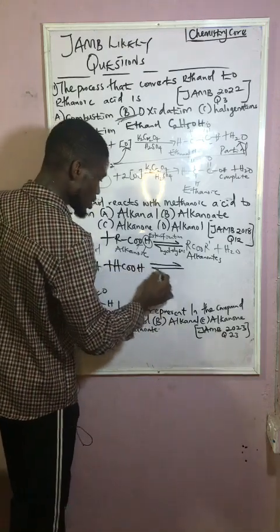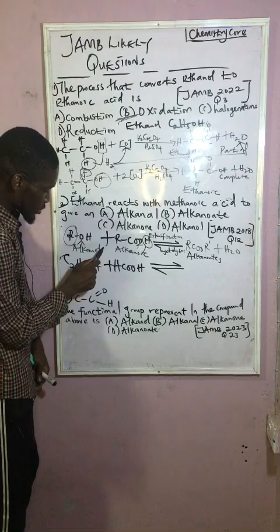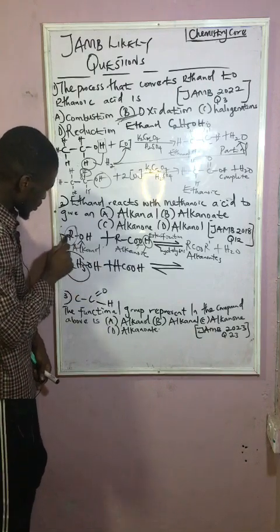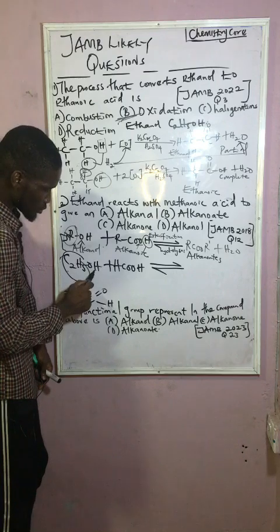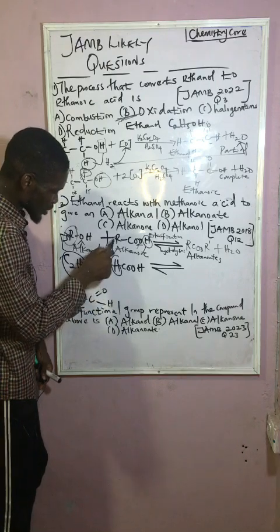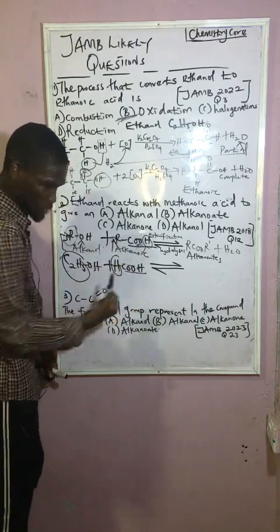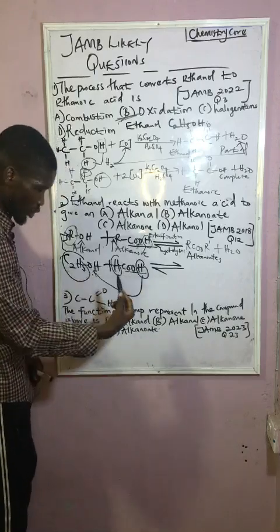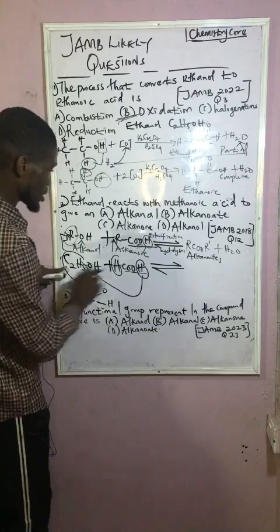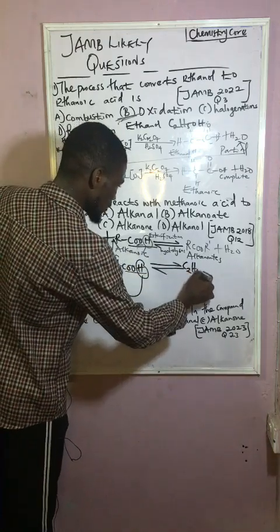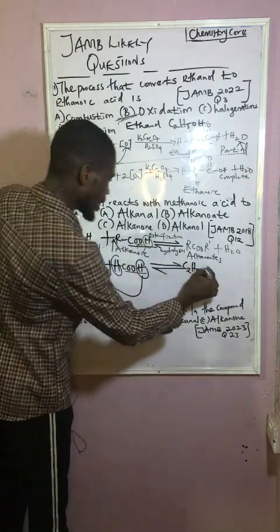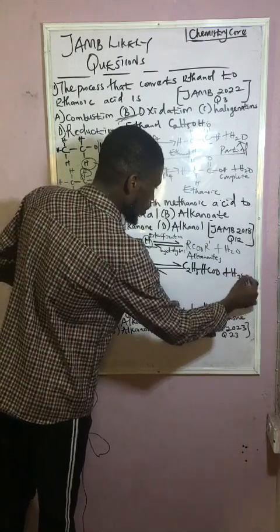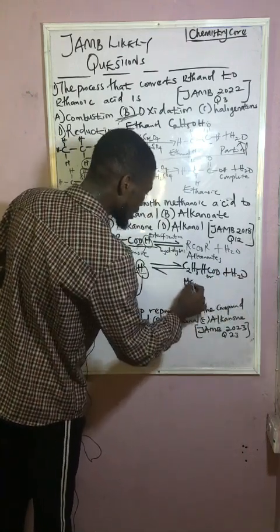So let's see. When you look at this process, I said this C2H5 here represents your R, and here is a functional group. This H here represents your R, and this is also a functional group, the same thing. So this H here is going to react with OH to give water. So now we are left with C2H5 and HCOOH, plus water.